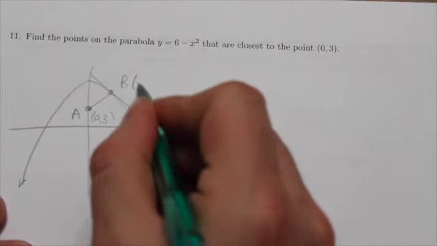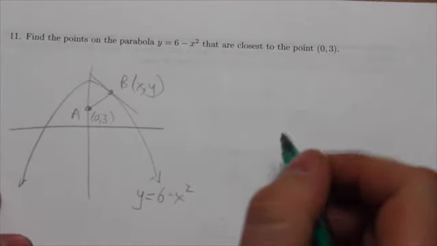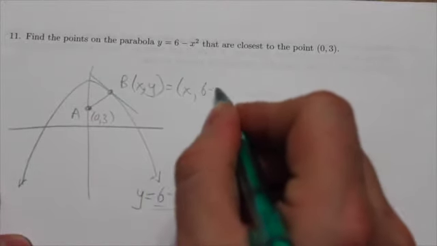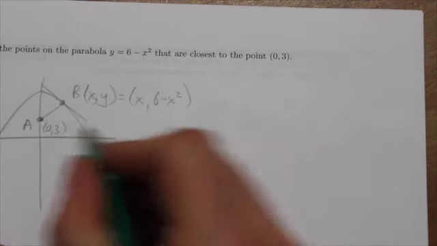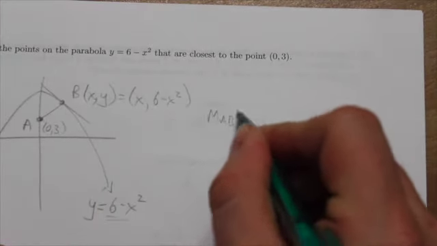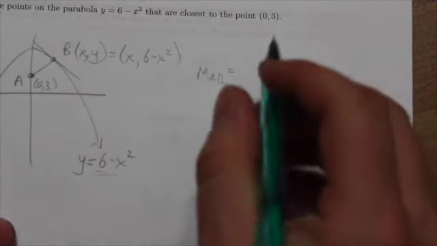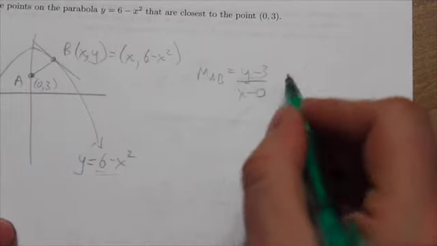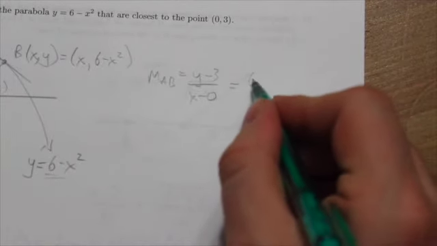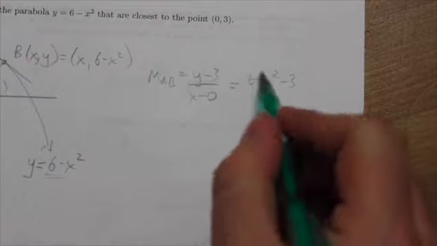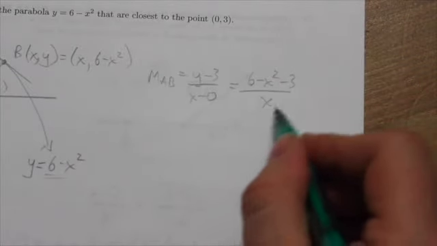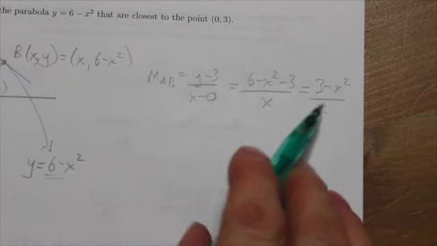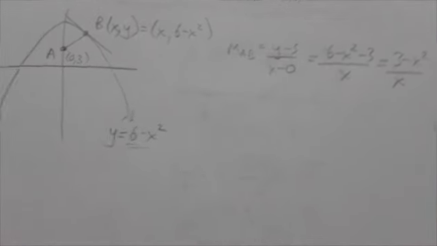I don't know what the coordinates of B are. I might call it (x, y), but I can do better than that, because I know that y is equal to 6 minus x squared. So this is (x, 6 minus x squared). Now I can figure out an expression for the slope of the line segment joining A and B. That is (y minus 3) over (x minus 0), and since y is 6 minus x squared, that's (6 minus x squared minus 3) all over x, which is (3 minus x squared) over x. That's my expression for the slope based on the two points.